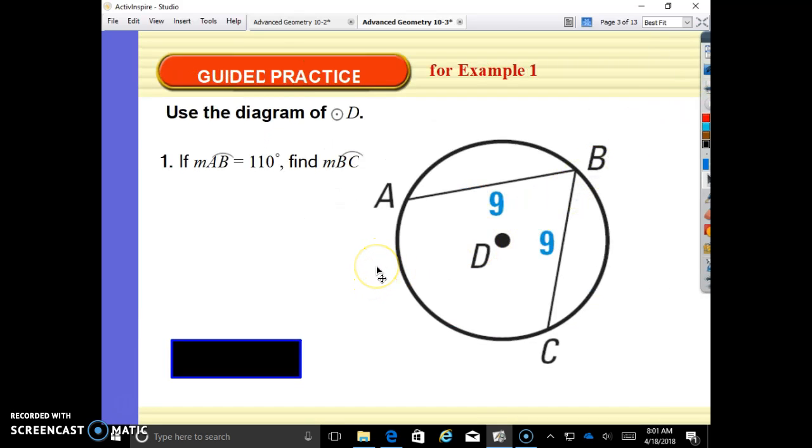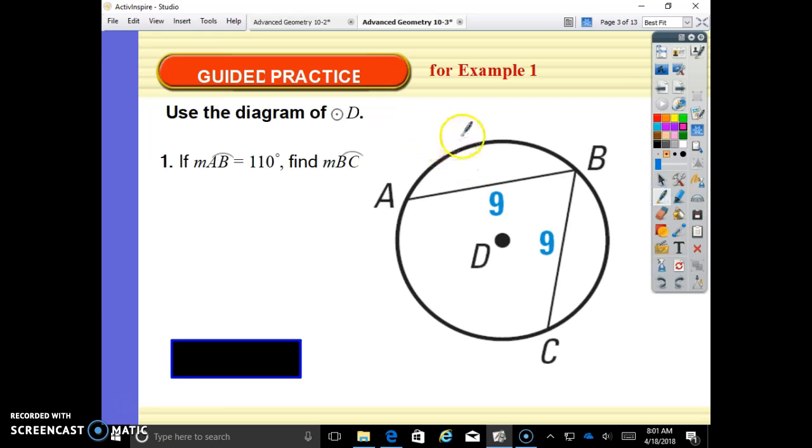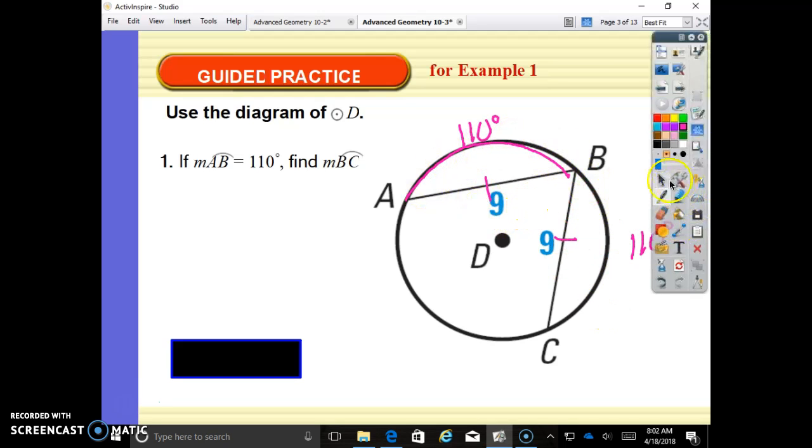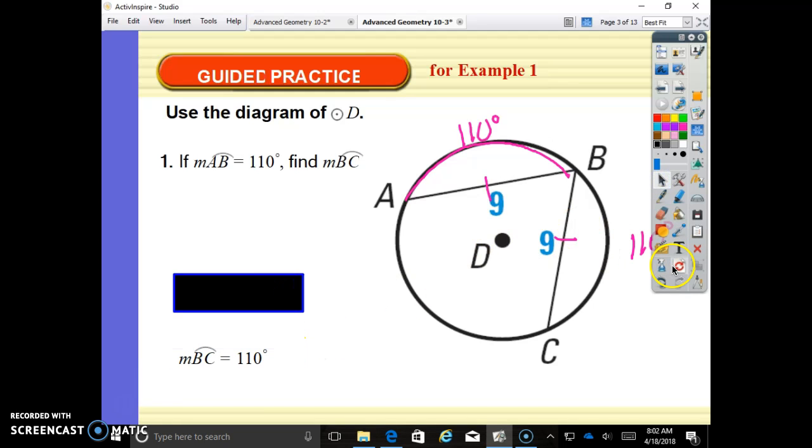If the measure of arc AB is 110 degrees, what is the measure of arc BC? If AB is 110, what is BC? Anybody? 110. Why? Because they're both in the same circle and both of their chords are equal. If both of the chords are congruent and they're in the same circle, then they're both going to have the same arc measures of 110 degrees.